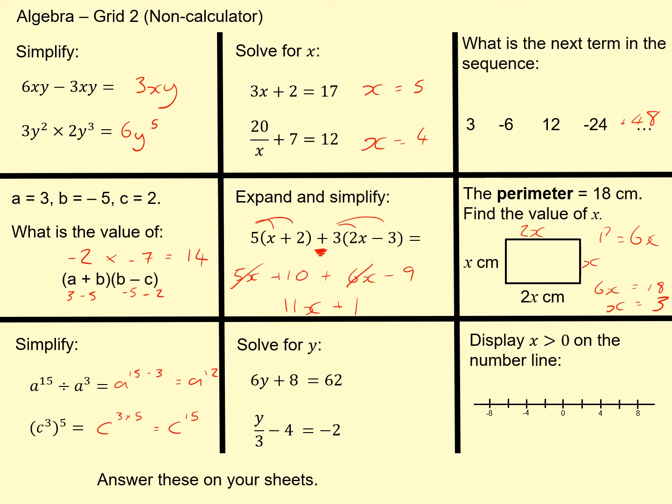Got a more solve type question. So we've got 6y plus 8 equals 62. So working backwards, that's 62, take away the 8, gets me 54. 54 divided by the 6 gets me 9. So for the first one, y equals 9.